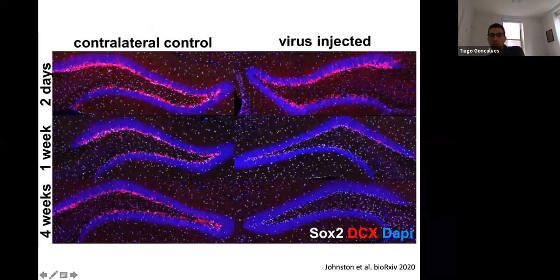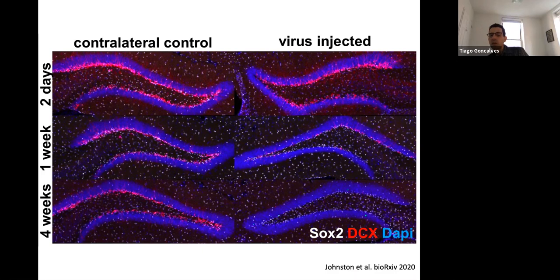What's happening here is that you have a contralateral control and a virus injected side of the brain. The virus injected is actually an empty virus, and it's not expressing anything. It's not expressing GCaMP. The virus is basically just the capsid with the ITRs of the AAV. And what we found is that these cells die if they're infected by AAVs.